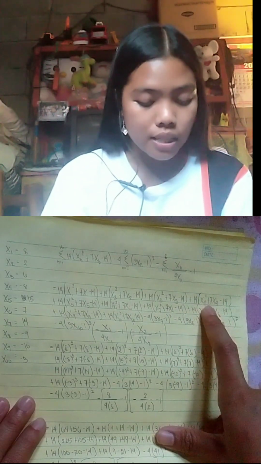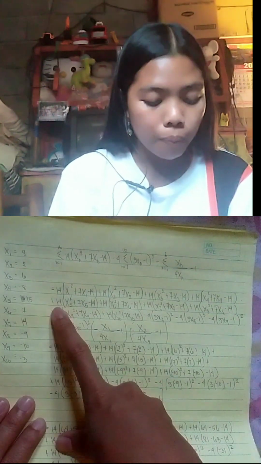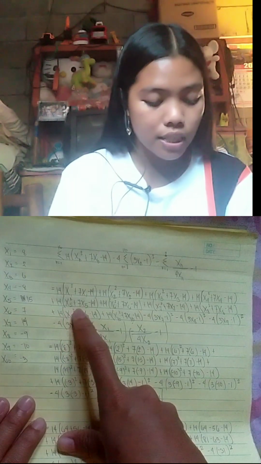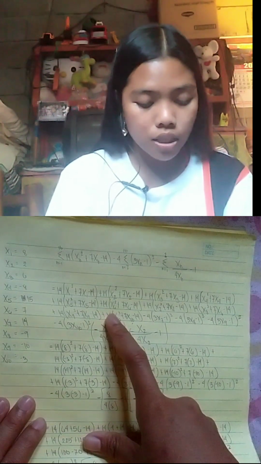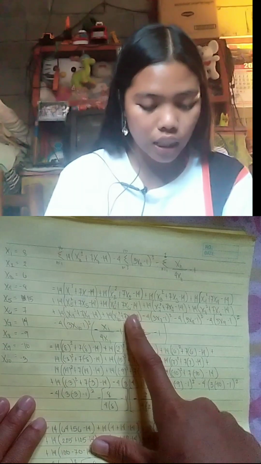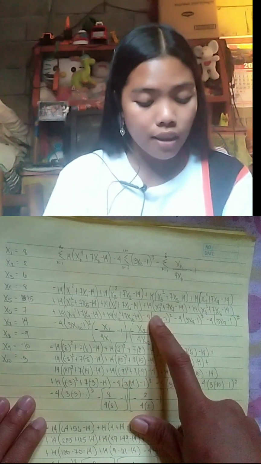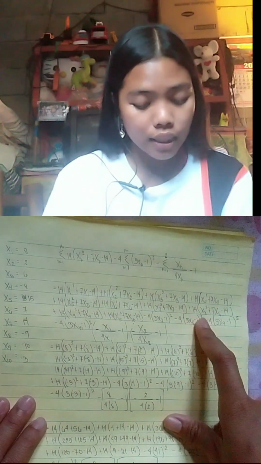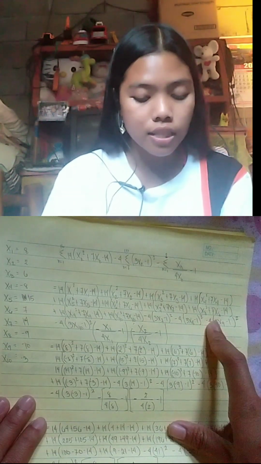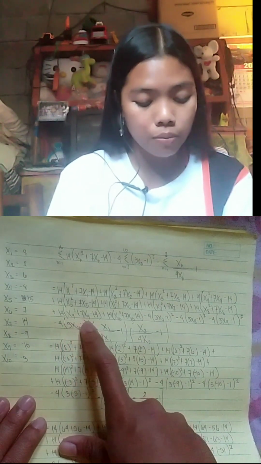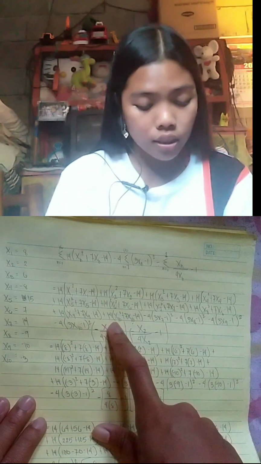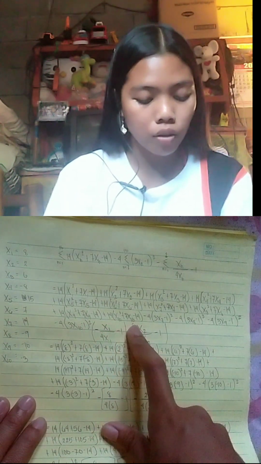14 plus 14 times x sub 4 squared plus 7x sub 4 minus 14 plus 14 times x sub 5 squared plus 7x sub 5 minus 14 plus 14 times x sub 6 squared plus 7x sub 6 minus 14 plus 14 times x sub 7 squared plus 7x sub 7 minus 14 plus 14 times x sub 8 squared plus 7x sub 8 minus 14 plus 14 times x sub 9 squared plus 7x sub 9 minus 14 plus 14 times x sub 10 squared plus 7x sub 10 minus 14.